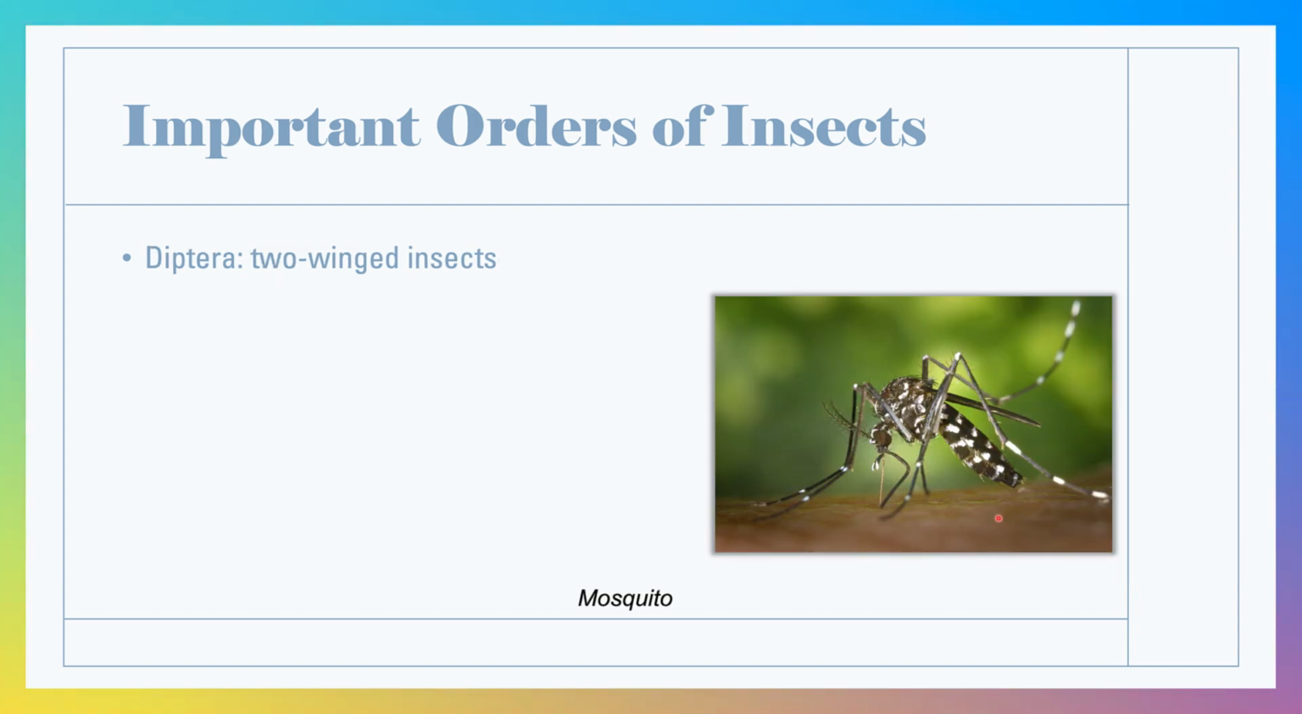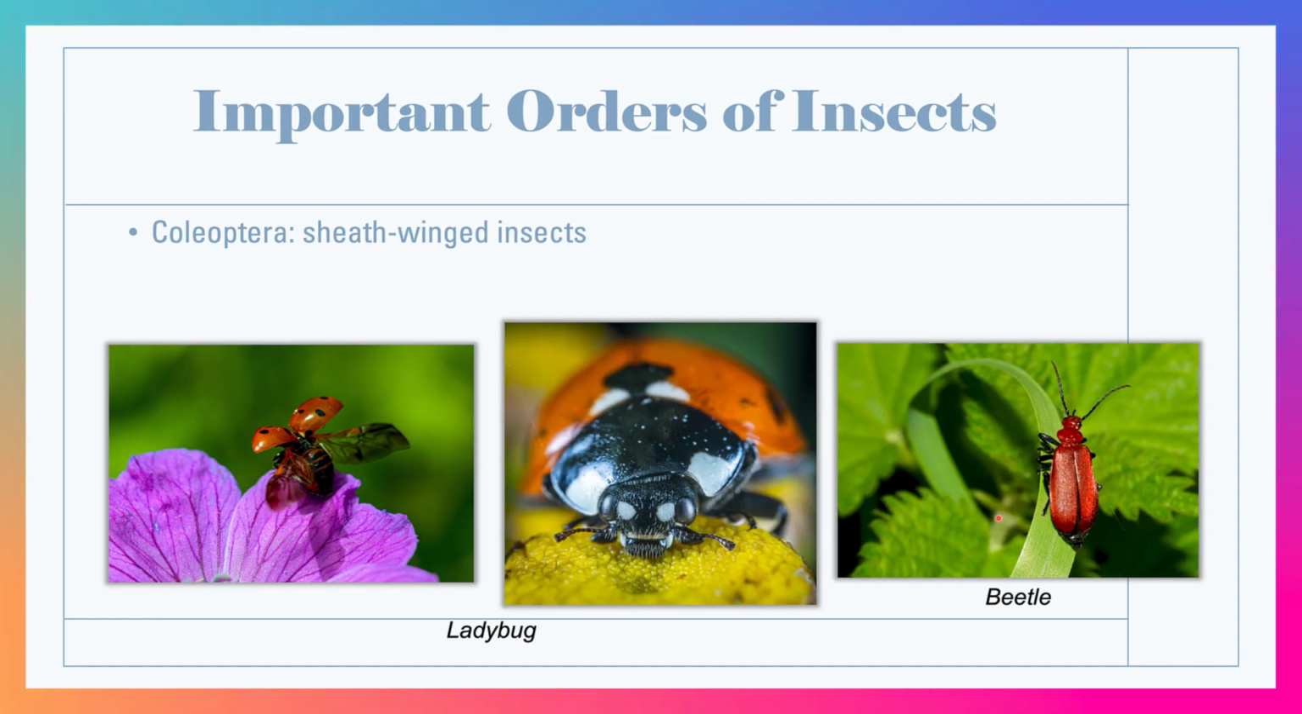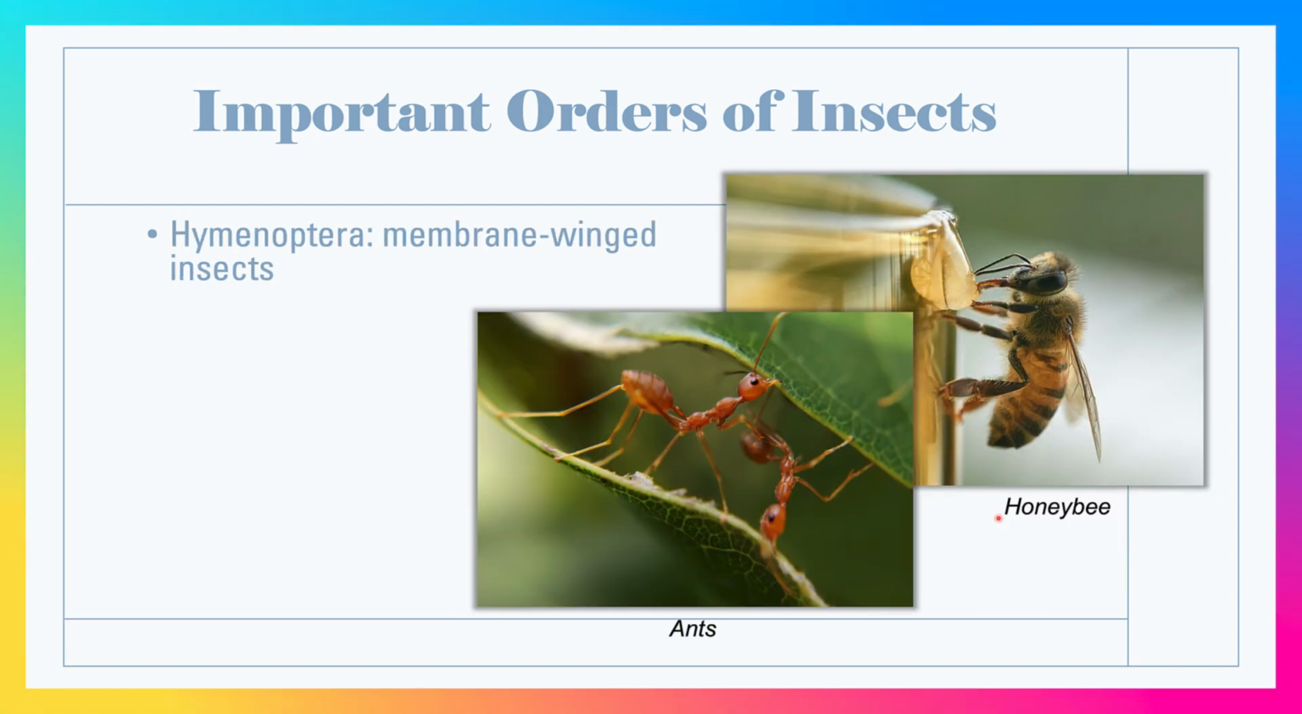Diptera, or two-winged insects, are the flies, gnats, and mosquitoes. This is the mosquito on the right. They are very important for the spreading of disease. Coleoptera, or sheath-winged insects, are the beetle, firefly, and the ladybug. And Hymenoptera, which you've probably heard of before, the membrane-winged insects. These are the bees and ants, as well as the wasp.